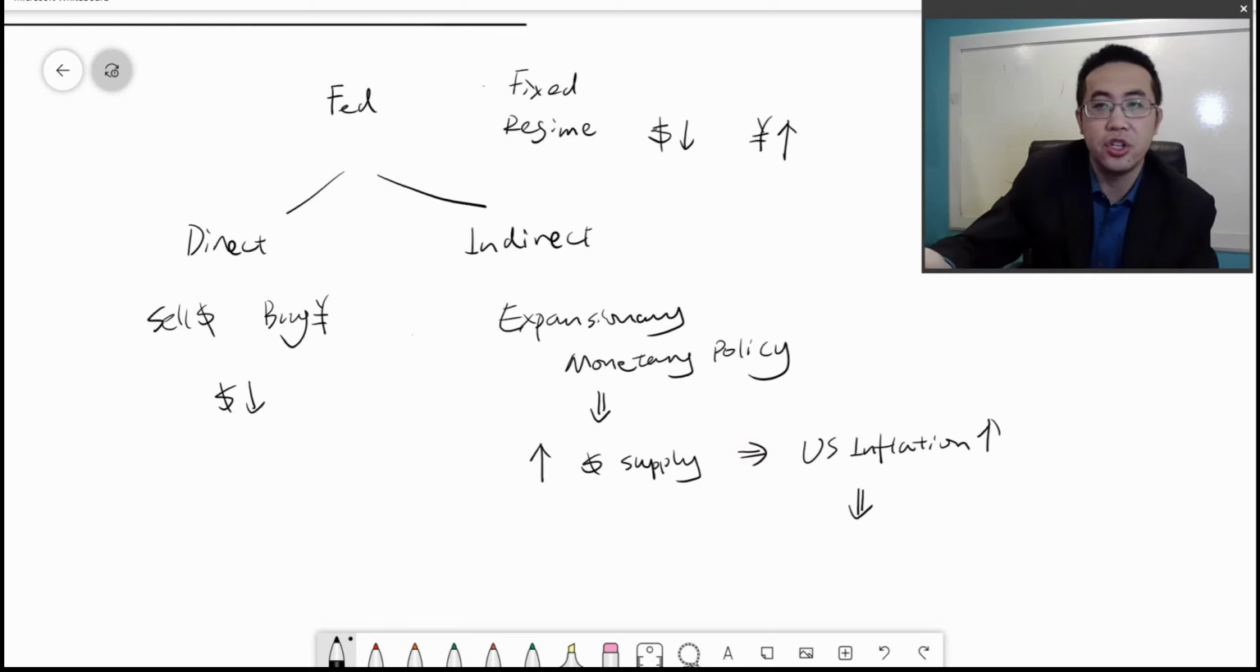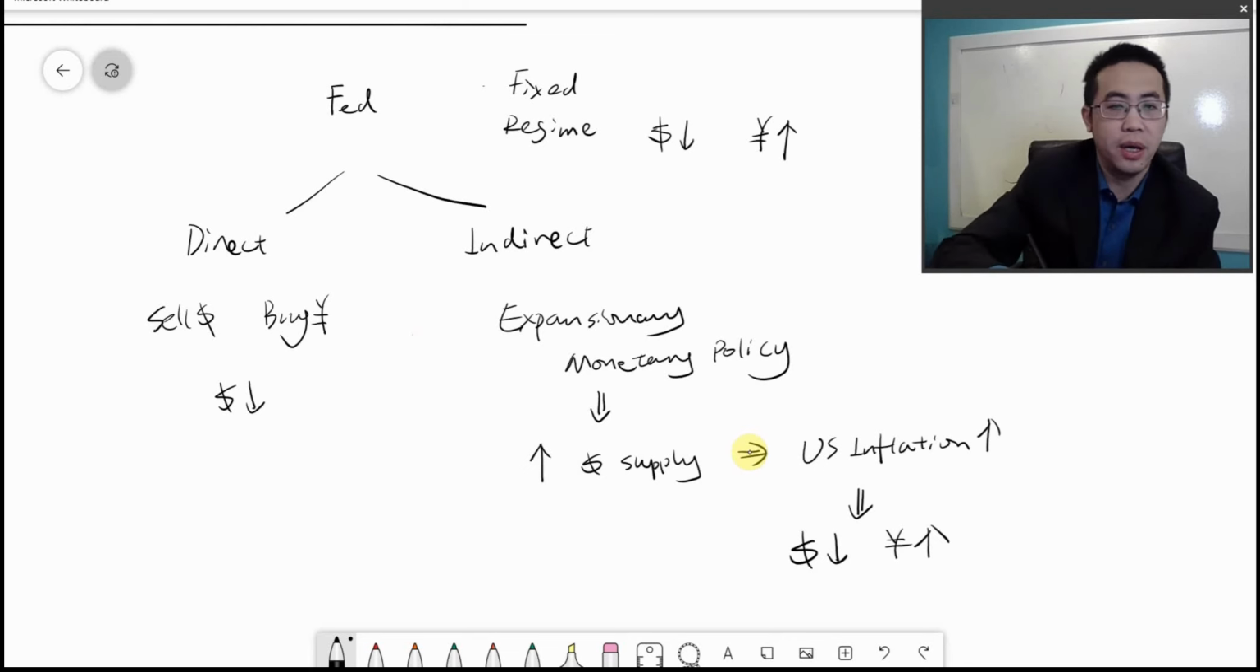So when dollar inflation goes up, the U.S. price level is higher than Japan's. The U.S. buys more from the Japanese, and the Japanese buy less from the U.S., and that creates less dollar demand and more dollar supply, and more yen demand and less yen supply. So the dollar would depreciate and the yen would appreciate.